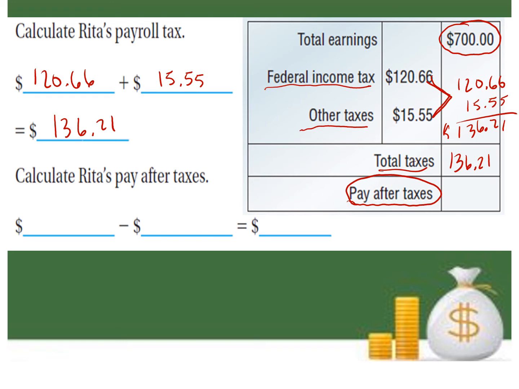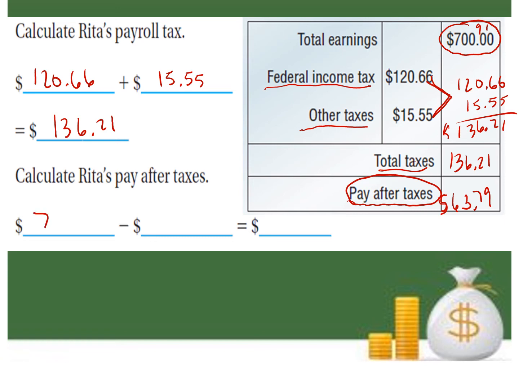So I subtract $700 minus 136. That's going to be 9, 10 minus 1 is 9. 9 minus 2 is 7. 9 minus 6 is 3. 9 minus 3 is 6. 6 minus 1 is 5. Her bring home is $563.79.